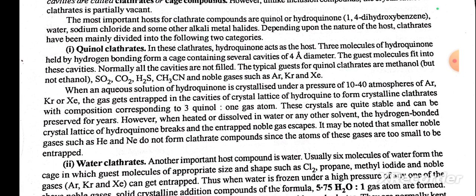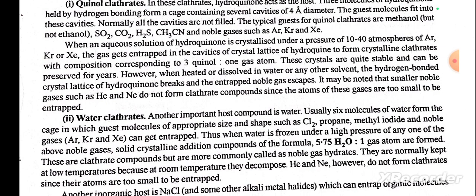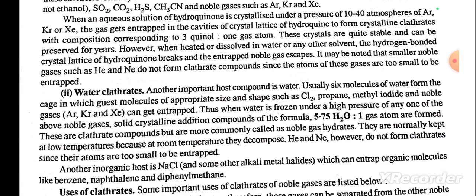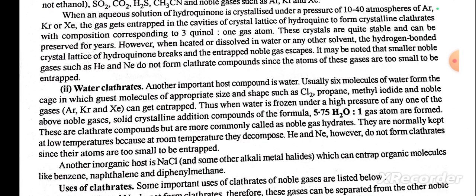quinol. In this category, the hydroquinone acts as a host, and three molecules of the hydroquinone held together by hydrogen bonds form a cage of about 4 Å diameter. The guest molecule fits into these cavities, and normally all the cavities are filled. And these types of guests of quinol clathrates are methanol, SO2, CO2, H2S, CH3CN, and noble gases such as argon, krypton, and xenon. We take an excess solution of hydroquinone and crystallize under the pressure of 10 to 40 atmospheres of argon, krypton, and xenon.